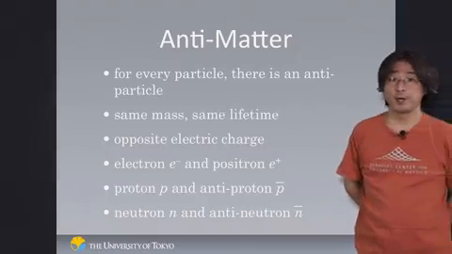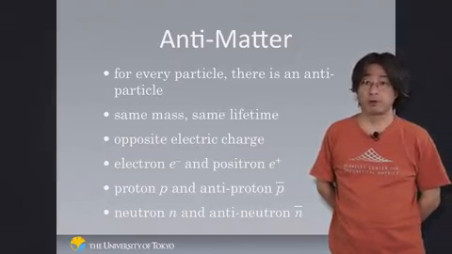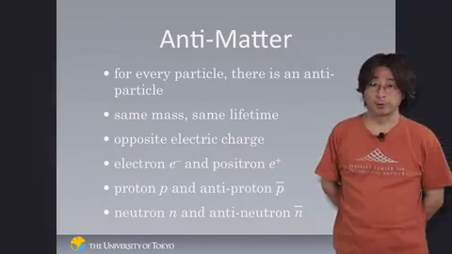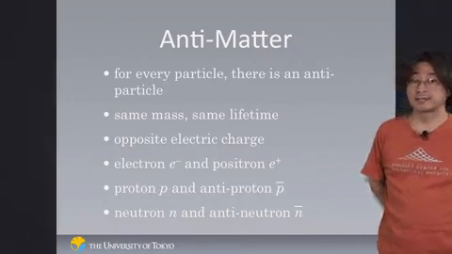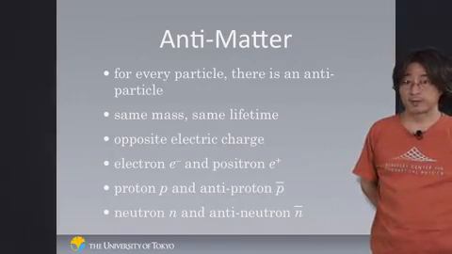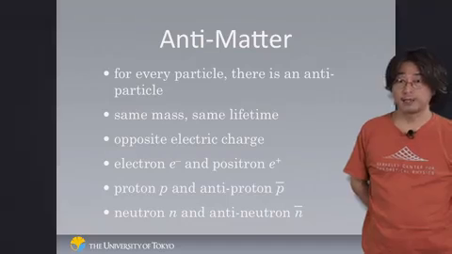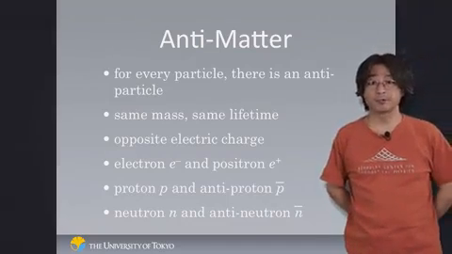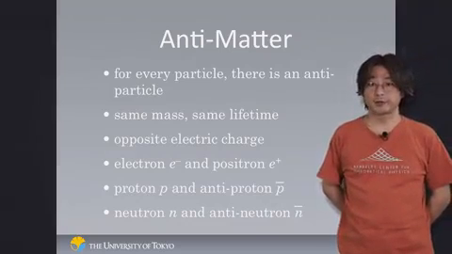For every particle we know, like electron, proton, there is an antimatter counterpart. An antimatter particle, or antiparticle, has the same mass as the particle. If they're not stable, they also have the same lifetime. But many properties are the opposite. They have the opposite electric charges.